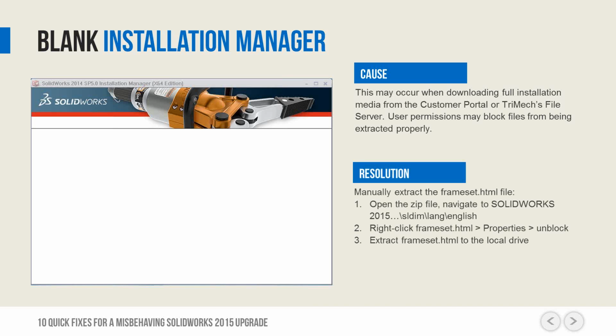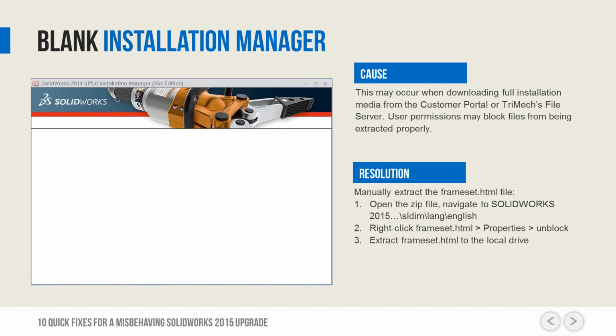Sometimes we've seen that this particular file, frameset.html, is problematic. So we can open the zip file that we were given from the TriMac file server from the customer portal, and then we'll navigate to the SolidWorks directory inside that particular zip file. Go to sldim/lang/english, and then underneath that folder you'll see the file frameset.html.